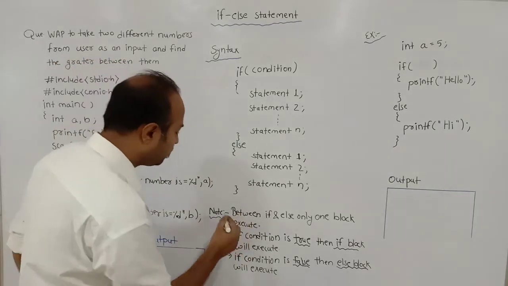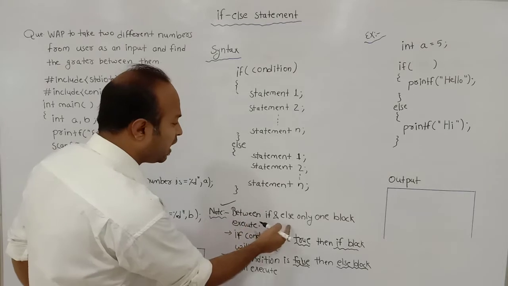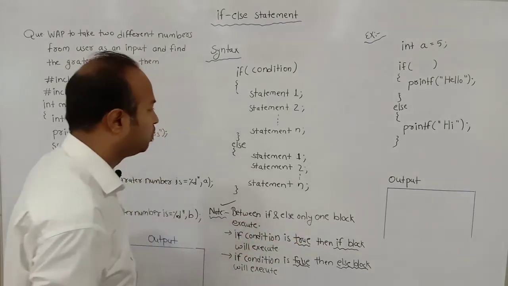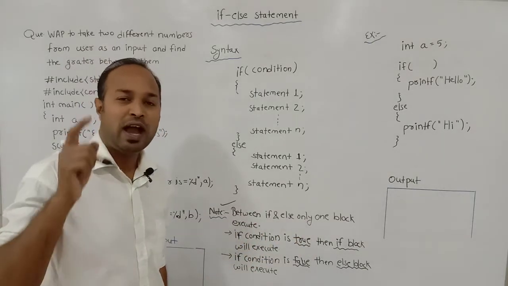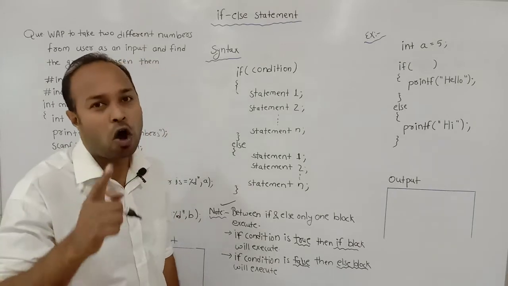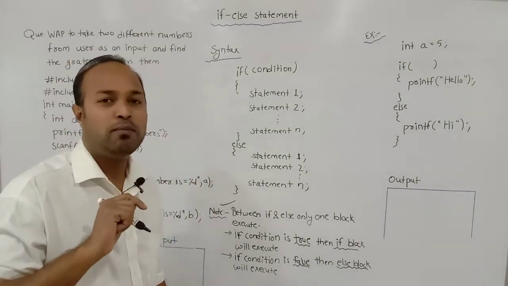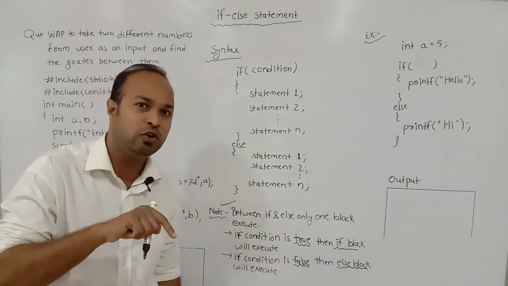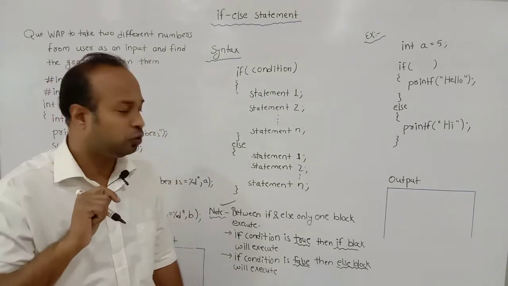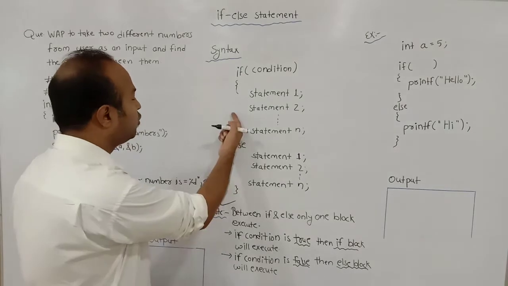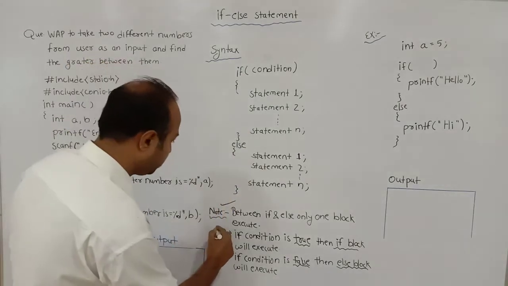Now between if and else only one block executes. Always remember, either if will execute or else will execute. Both blocks will not execute. Only one block will execute. But when does if execute and when does else execute?